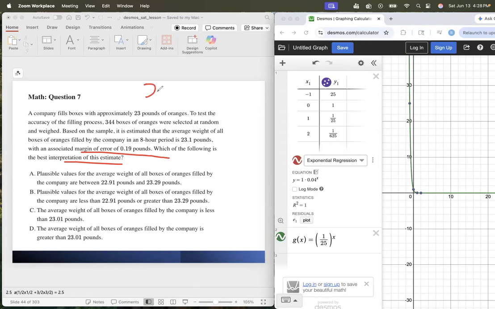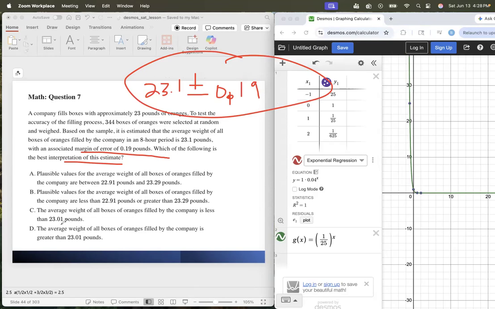Therefore, the average is 23.1. Margin of error is plus or minus 0.19. Therefore, we are in a range. This is the answer, in a range. So when they give you answer choices, don't pick an absolute value. The average weight of all the boxes filled by the tank is less. That's not an interpretation of margin of error. Average weight of all the boxes filled by the company is greater. That's not either. It's going to be a range.